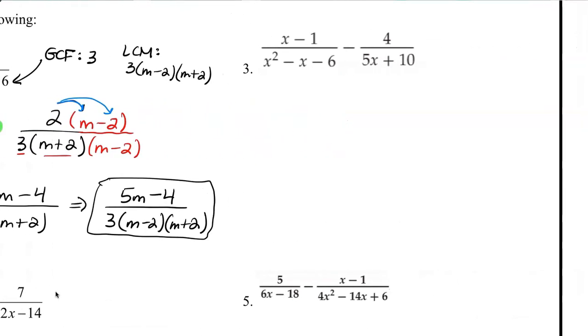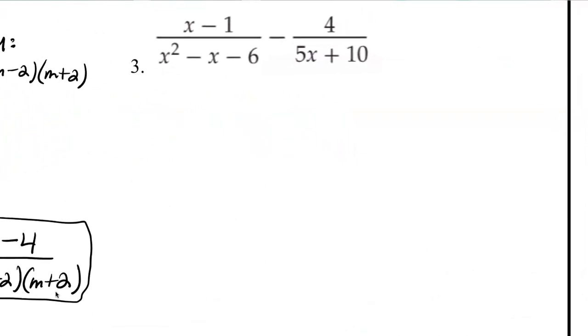Let's look at number 3. Number 3 is another one that we have to factor. We know we have to factor it because we have a trinomial and we have a binomial that it looks like has some common factors between 5 and 10.